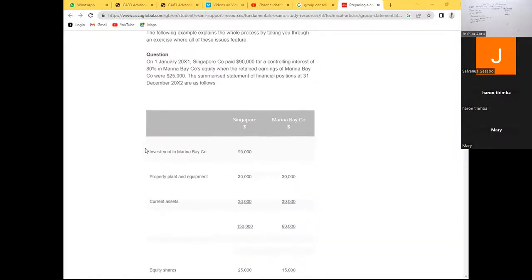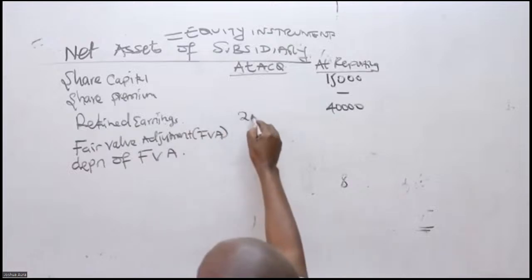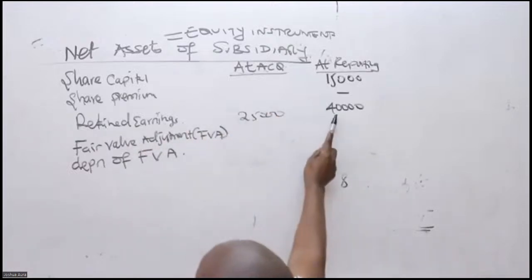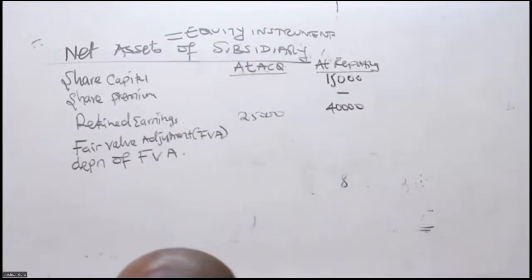They're telling us on 1st January 2021, Singapore company paid 90,000 for a controlling interest of 80% in Marina Bay company's equity, when the retained earnings of Marina Bay were 25,000. So retained earnings at acquisition are 25,000, and retained earnings at reporting are 40,000. Don't write anything yet. I'll be able to guide you.